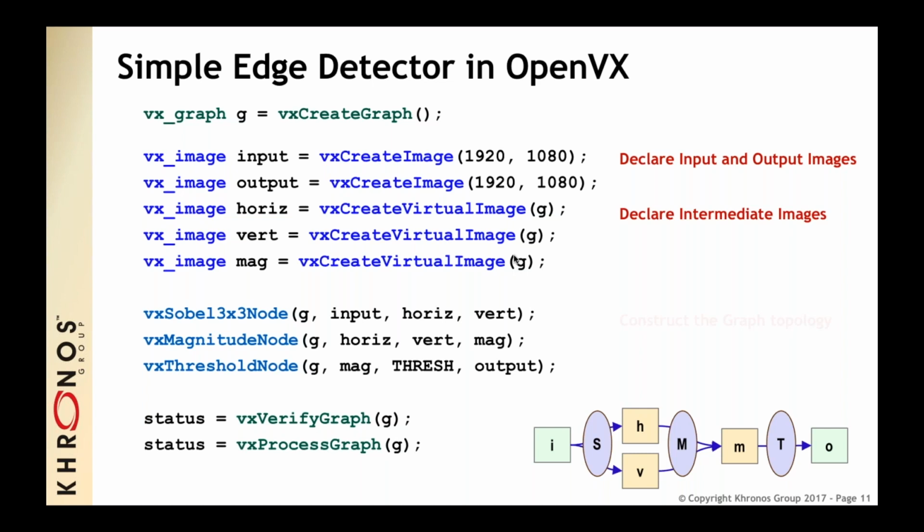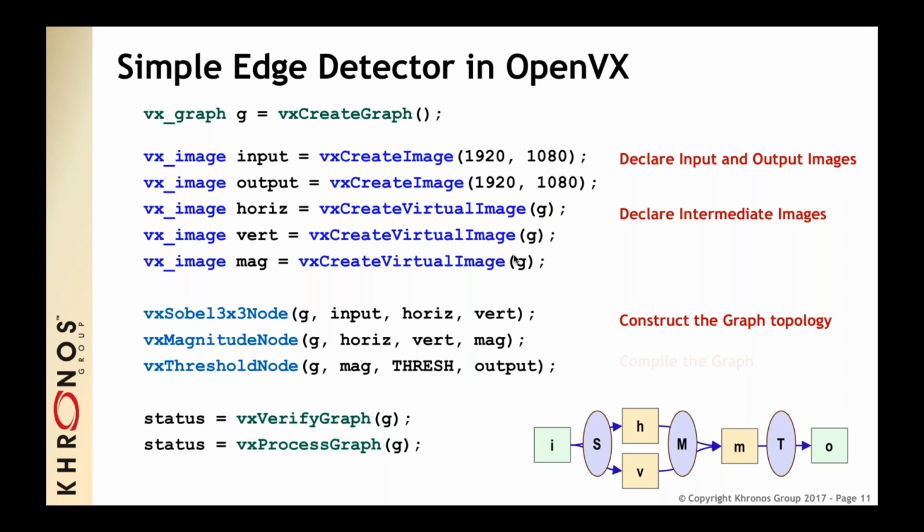If you look here, you have H, V, and M, which are basically the horizontal and vertical images and the magnitude image coming out of the Sobel and magnitude nodes. Once you have these intermediate buffers declared, you create the nodes in the graph. The first one is Sobel, which takes the input and produces horizontal and vertical. Then there's a magnitude node, which takes the horizontal and vertical as input and produces a magnitude.